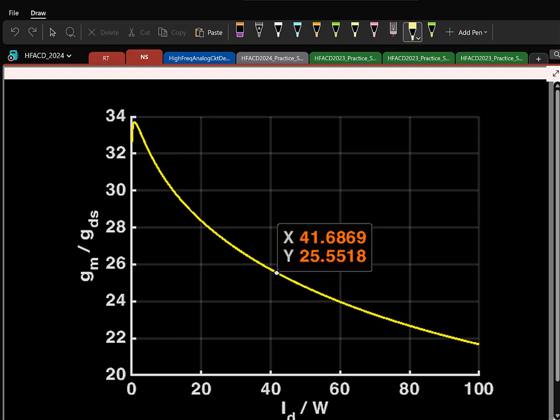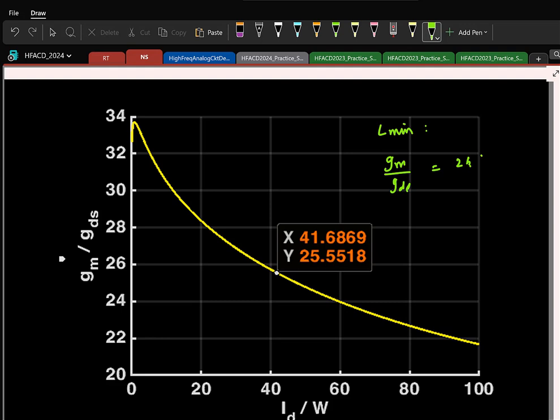Let's say I choose the minimum length. If I choose a minimum length transistor, irrespective of the width, if I have GM by GDS of 25.5, the current density will be equal to 41.6. Initial requirement, I chose 1 micrometer, I think, for the simulation. Like I told, you can choose anything, but don't choose it to be really small or really large.